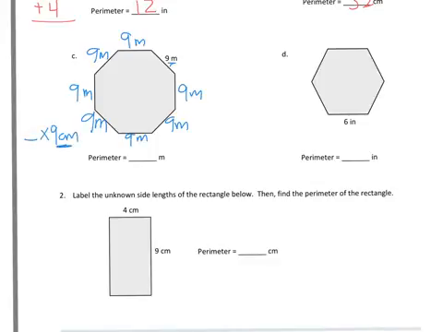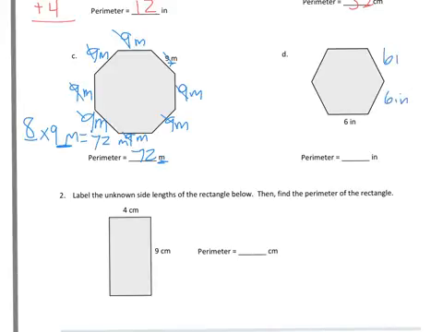Now I got to figure out how many 9s there are, and I got 1, 2, 3, 4, 5, 6, 7, 8. So this is an octagon because it has 8 sides, and I'll do 8 times 9, which is 72. And it looks like I messed up my units in there. They should be meters. And that's a big thing to note too, to make sure that your units are all set.